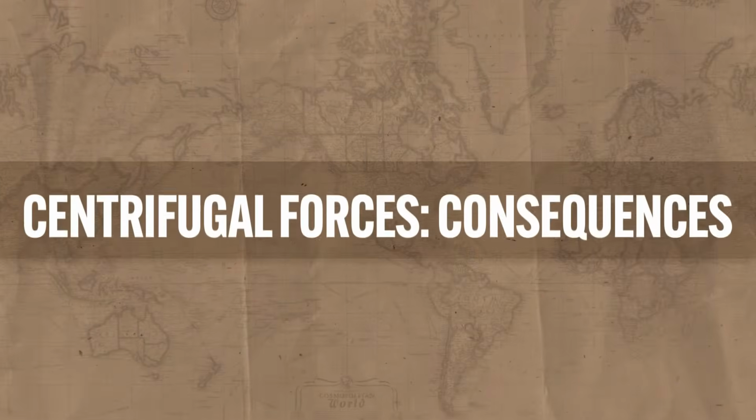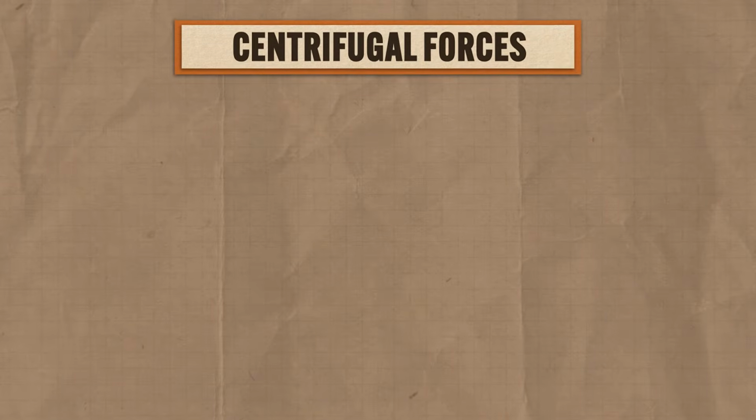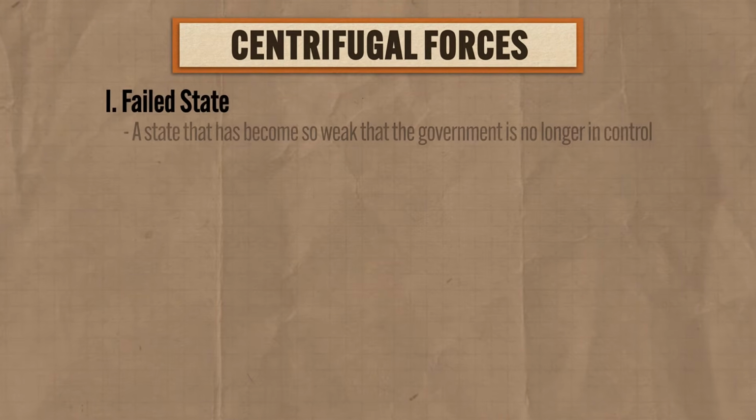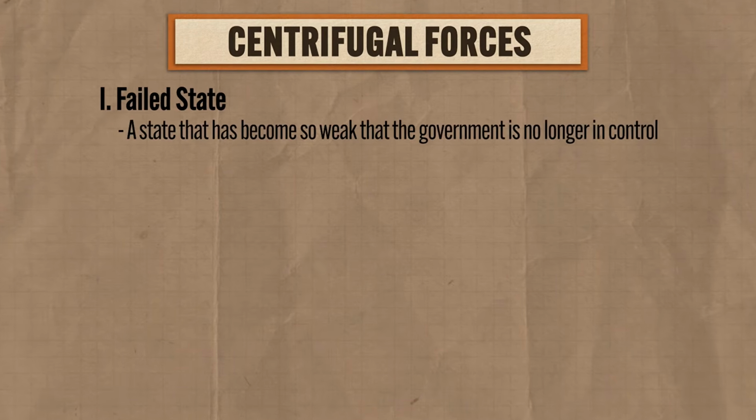Okay, now let's get to munching on the main entree here. And first, let's consider the 4 main consequences of centrifugal forces at the state level. Now, the first potential consequence of the presence of centrifugal forces is a failed state, which describes a state that has become so weak that the government is no longer in control. And you know Big Daddy government loves to run everybody's crap, so this is kind of a big deal when it happens. And although there is debate about exactly how to determine whether a state has failed, there are a few big markers that generally signal a failed state.